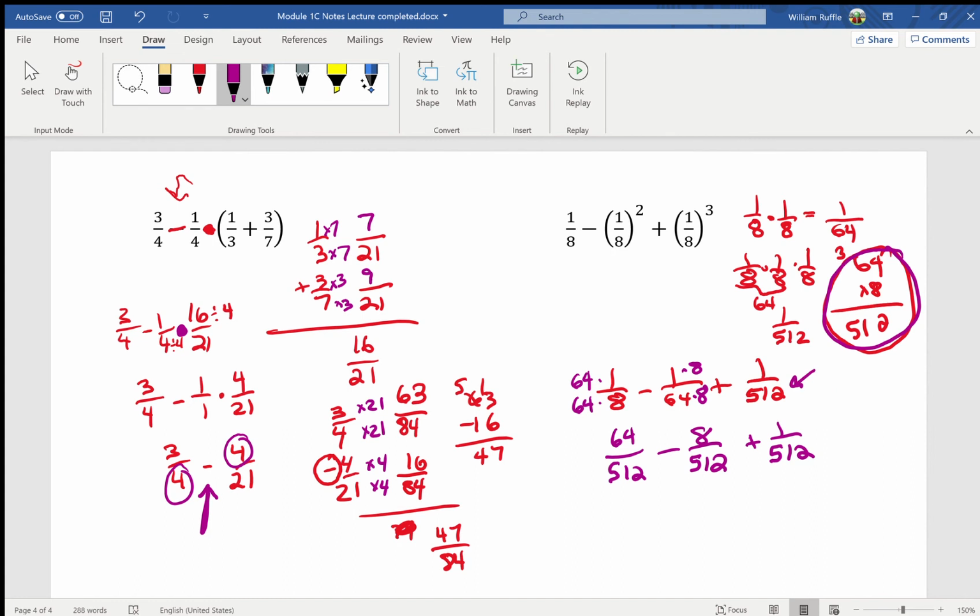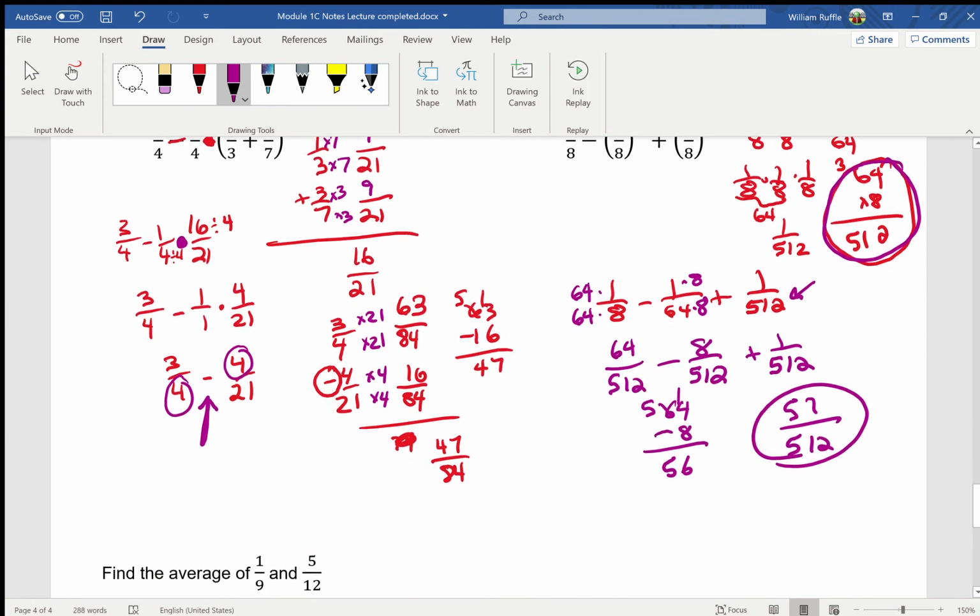Now, we have addition and subtraction, but they're the same level, so I have to go left to right. So I have to do 64 minus 8 first. So that's a 4, we got to borrow, so that's 14 minus 8 is 6, 56. 56 plus 1 is 57, so I get 57 over 512. And that's my answer.